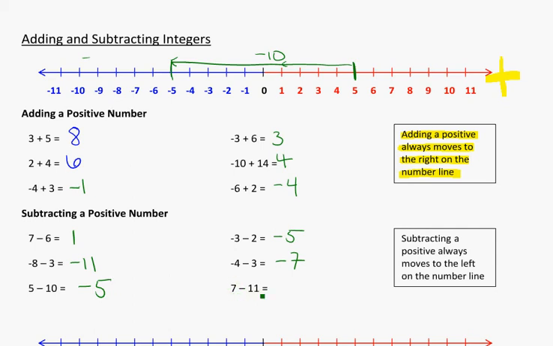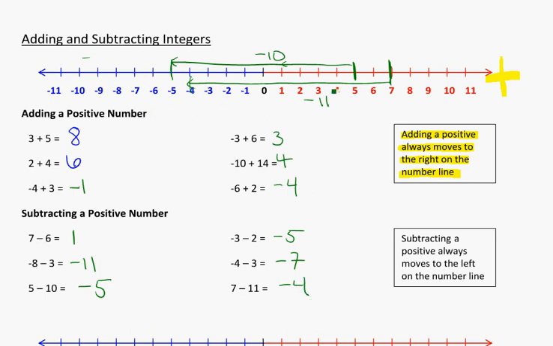And 7 minus 11, starting at 7, same idea, I'm taking away 11, so I need to go in the negative direction. I'm going to use up the first 7 of those 11 to get me to 0, and then I'm still going to have 4 left over to get a total distance of negative 11 from the 7, and that will get me to negative 4.